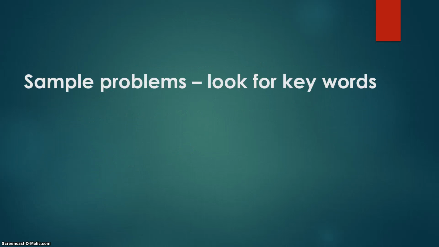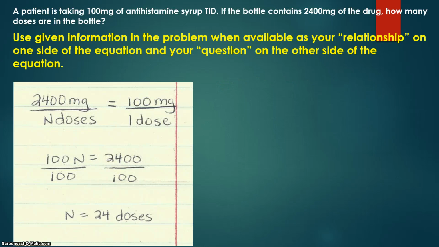Now we're going to go over a few sample problems in which you have to look for keywords in order to solve. A patient is taking 100 milligrams of antihistamine syrup 3 times a day. If the bottle contains 2,400 milligrams of the drug, how many doses are in the bottle? You're going to use the given information in the problem as your relationship on one side of the equation and your question on the other side.